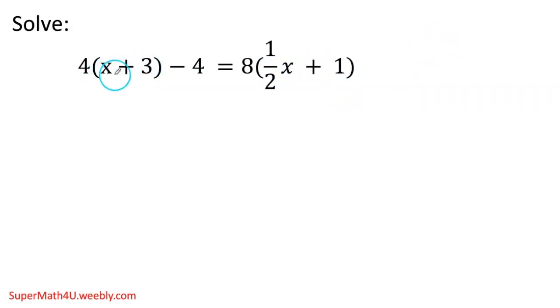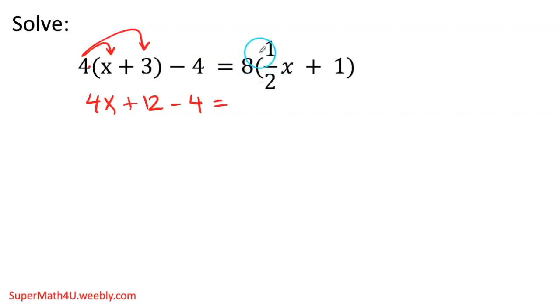X plus 3, it's not like terms, so there's nothing you can do. On the other side, you have half of x plus 1, nothing you can do. All right, what about the outside? I have a 4 on the outside. If there's nothing in between, that means you gotta multiply, you gotta distribute that 4. 4 times x gives you 4x, and 4 times 3 gives you positive 12. Bring down the negative 4.